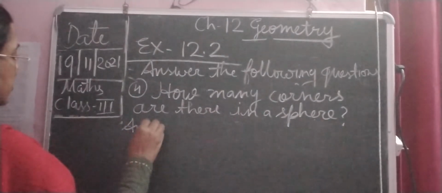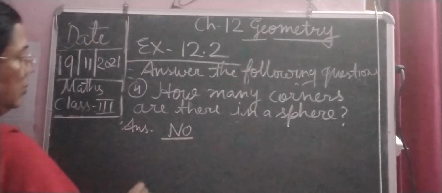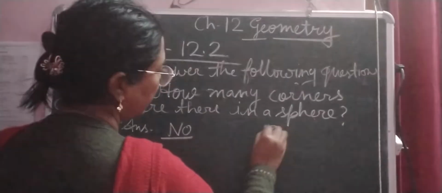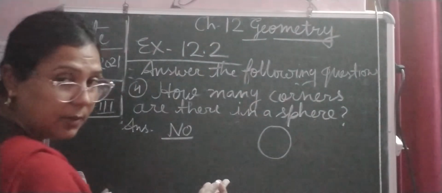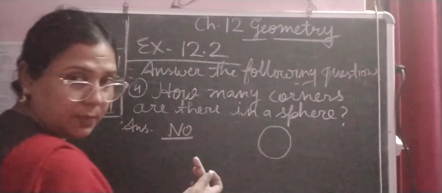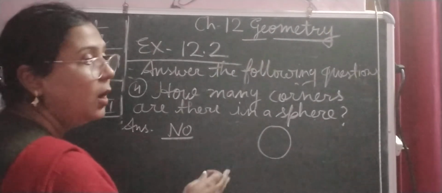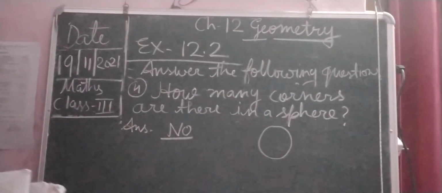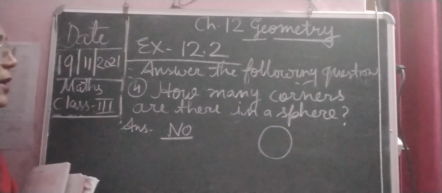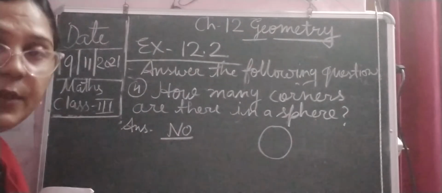Answer, no. If you see this sphere, you can't get any corners. It is curved, so it doesn't have any corners. So the answer we will write is no. How many corners are there in a sphere? There is no corner in a sphere.